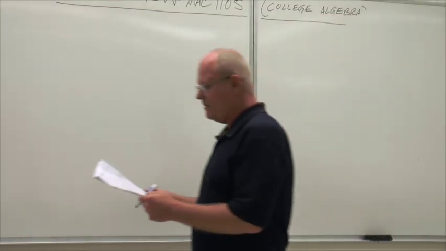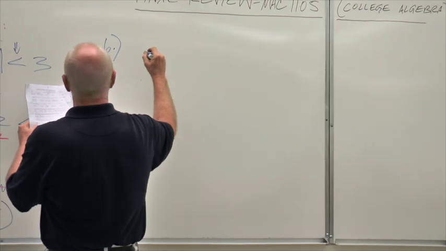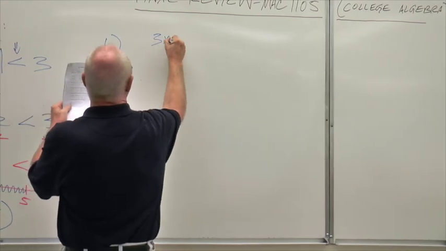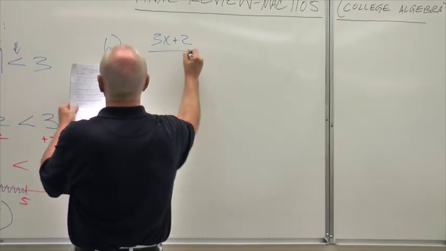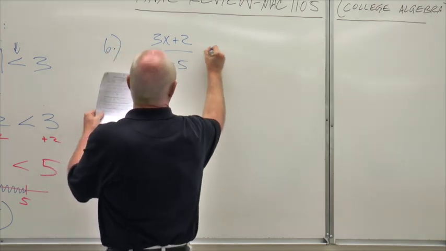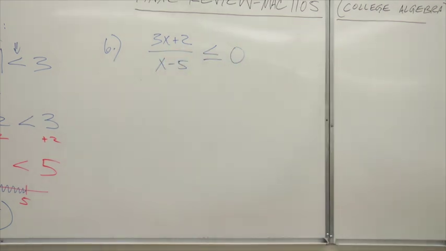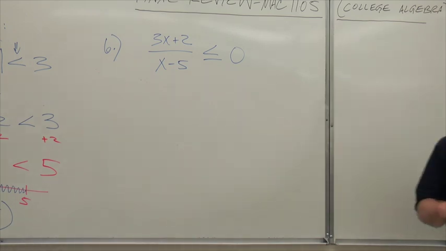Let's take a look at number 6. Number 6 says, starting with (x squared plus 2) over (x minus 5) is less than or equal to, this time, 0. We're asked to do the same thing, right? Find the solutions. How do you do that?